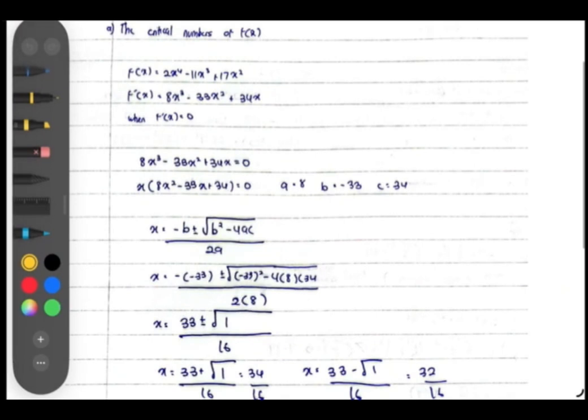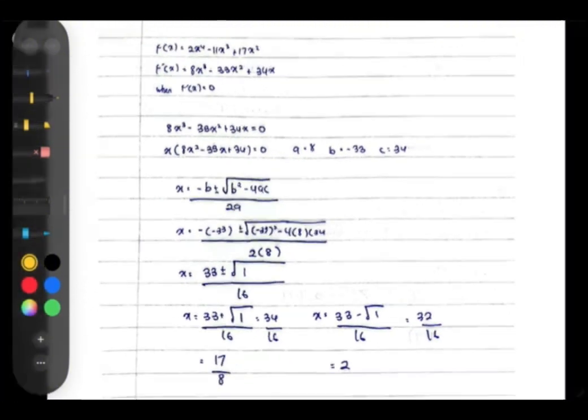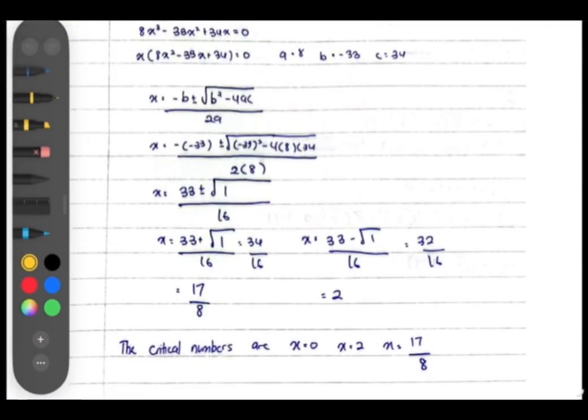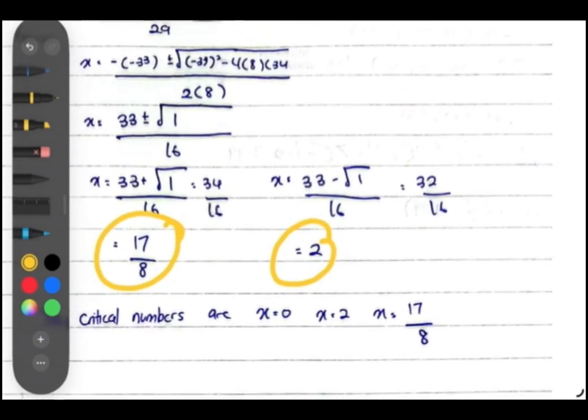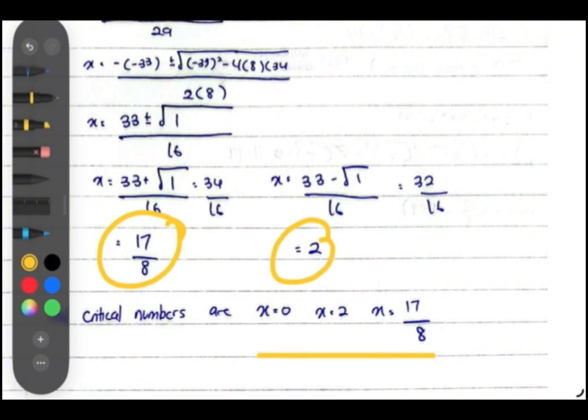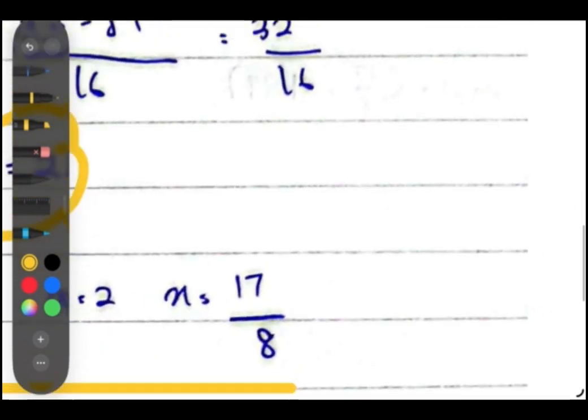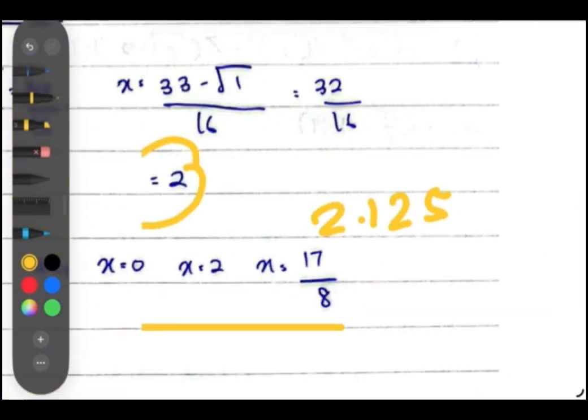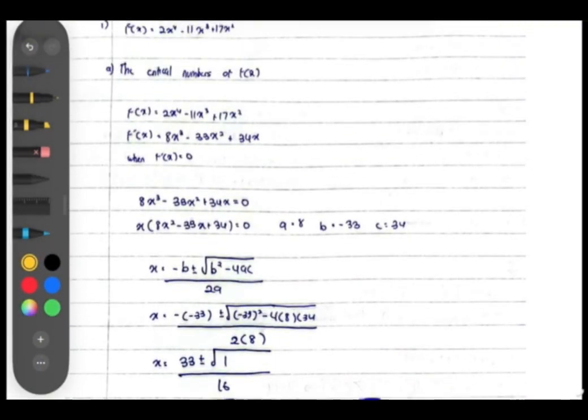In step 3, we are left with a standard quadratic equation for the rest. I plug the numbers into the quadratic formula, which is here. It gave me two values, 2 and 17/8, which is right here. So this is what we get. The function has three critical numbers: x = 0, x = 2, and last but not least 17/8, which is 2.125. So that's all for 1A.